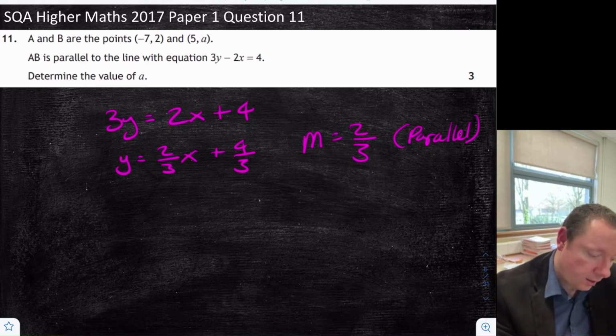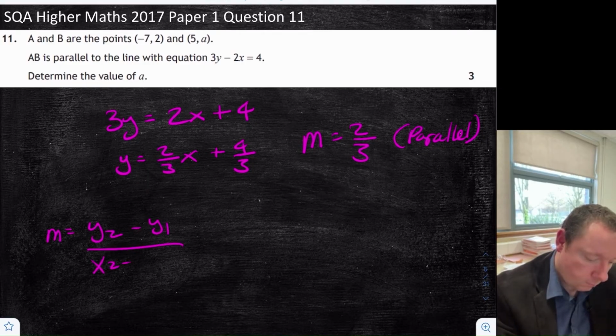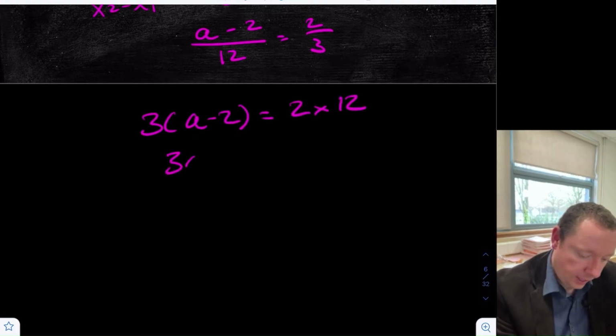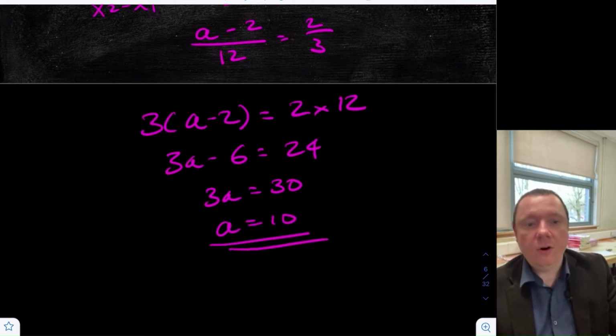And then we've got our points here, but we know if we use a gradient form on that, we need to get an answer of 2/3. So y2 minus y1 over x2 minus x1. So I'm going to do a take away 2 on the top and 5 take away minus 7 on the bottom, but that equals 2/3. Cross-multiplying, 3 times a minus 2 equals 2 times 12. So 3a minus 6 is equal to 24. Nice and simple to solve. We get 30, and a is 10 for our final mark.